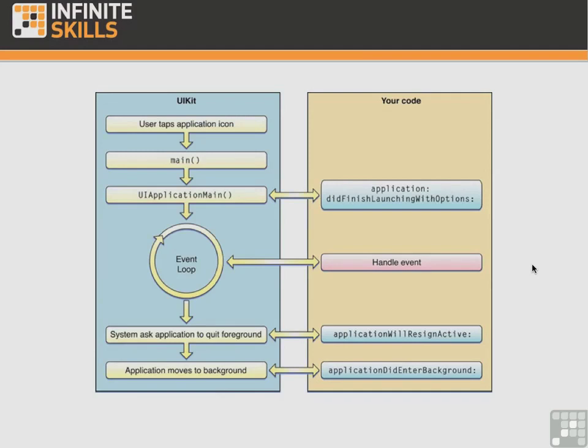And when the application did finish launching with options method is invoked, your app is in an inactive state. Unless your app does some kind of background processing, when your app becomes active, it will receive the application did become active message when it enters the foreground. That's when it becomes the application that the user sees on the screen.